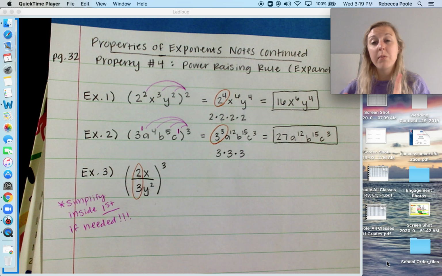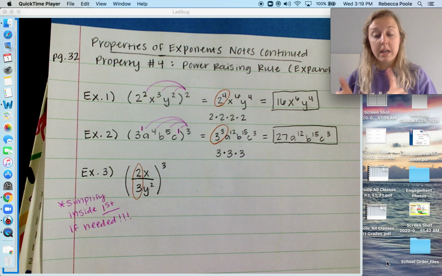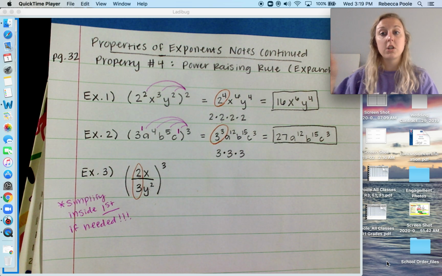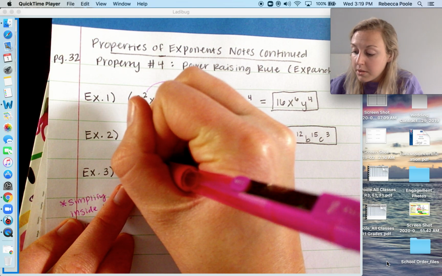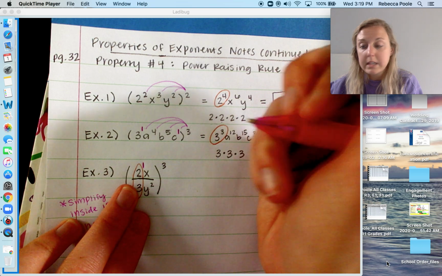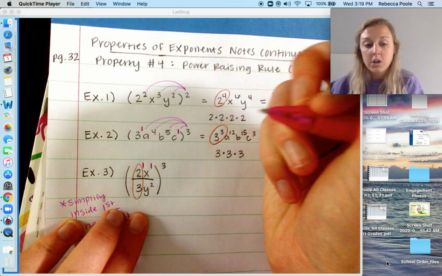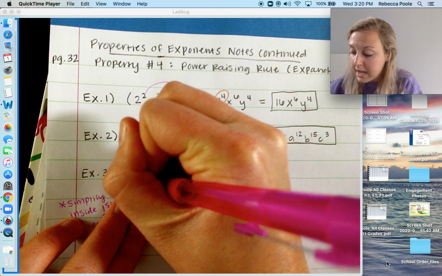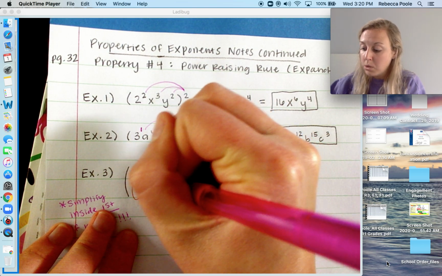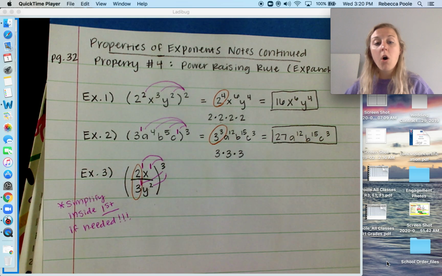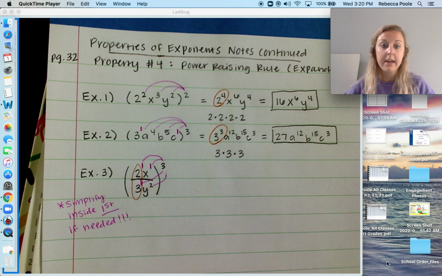But first, I want you guys to go put in all your ones that are missing because you can't forget to distribute that 3 to those exponents, okay? So this 2 has an understood 1 as its exponent. This x has an understood 1. And this 3 has an understood 1. This 3 on the outside gets multiplied by all 4 of those, okay?